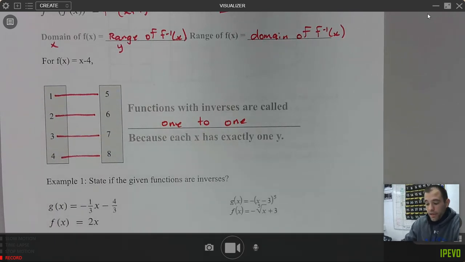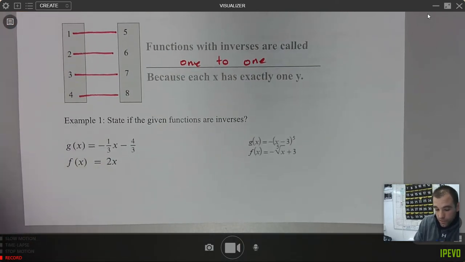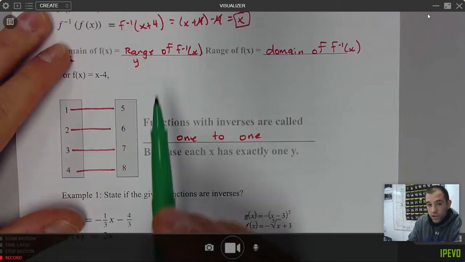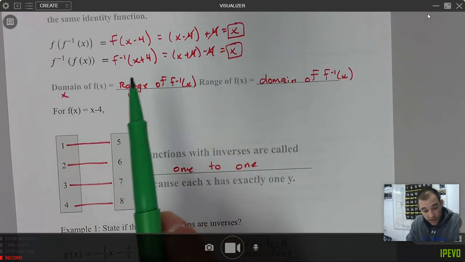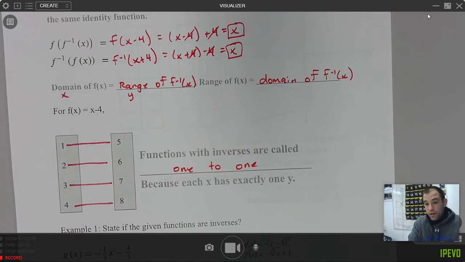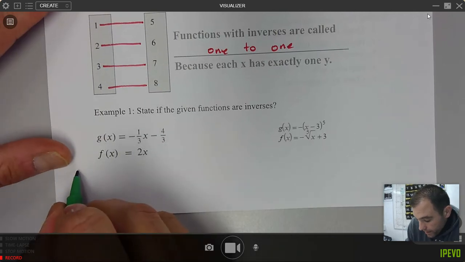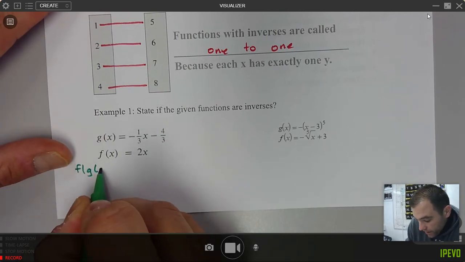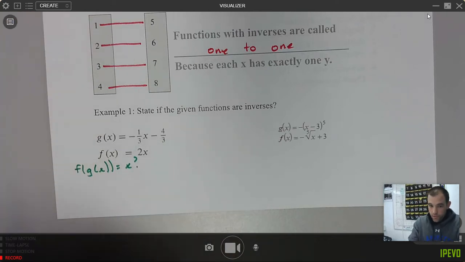All right, so here's what we're going to do right now. We are going to see if these two functions are inverses of each other. And for us to do that, we're going to see if we put one inside of the other, if it equals x. If it equals x, then they are inverses. If it does not equal x, then they are not inverses. So what we are trying to figure out, if we did f of g of x, does that equal x? That's the question.